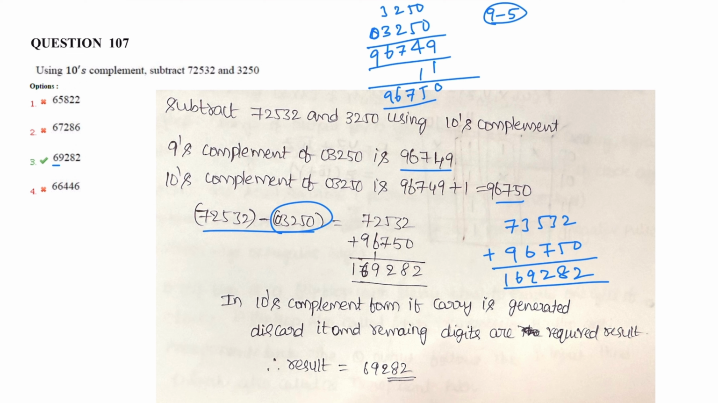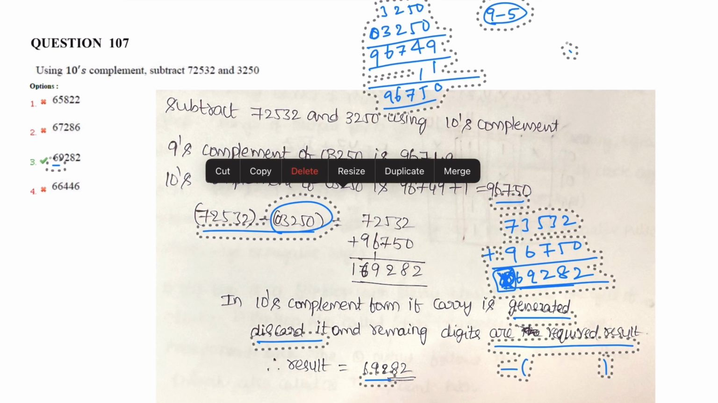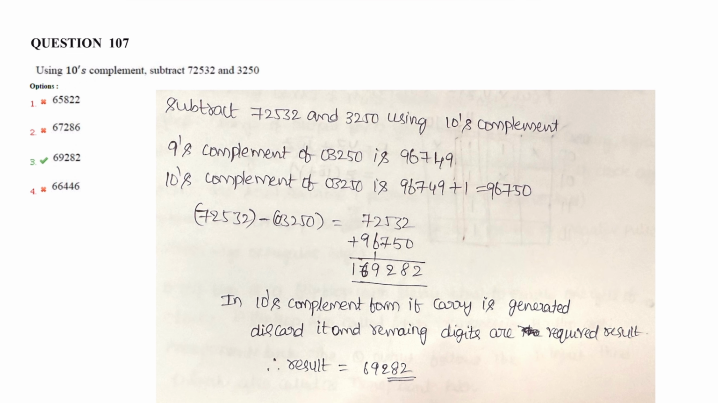169282. So here a carry is generated. Carry 1 is generated. In 10's complement, if a carry is generated, discard the carry and the remaining digits are the required result. If a carry is not generated, then the result is negative and is in 10's complement form. So the correct answer is 69282. Option 3 is correct.